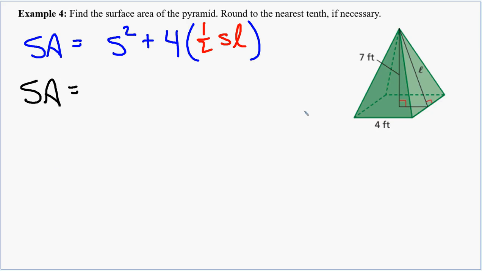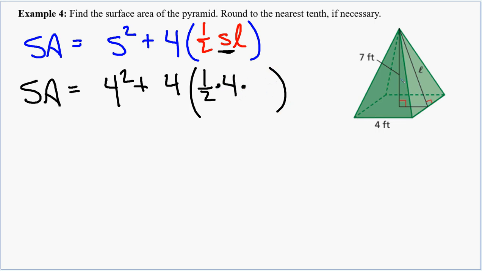Surface area equals. Our base is nice. Our square is a 4 by 4. So S squared is going to be 4 squared plus 4 times 1/2 S, that's easy. That's right here. That's 4 times L. Uh-oh. Look at the picture. Here's L, and we don't have it. So we are going to have to solve for that.